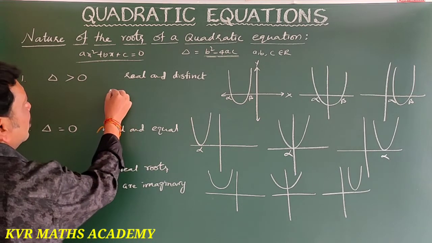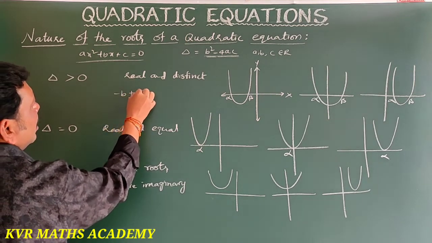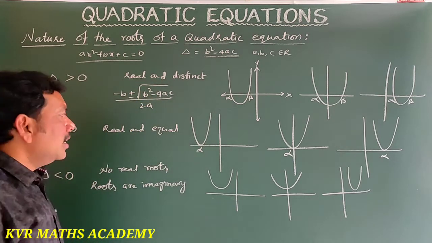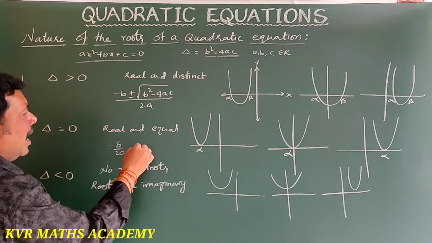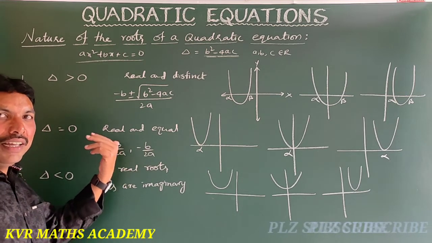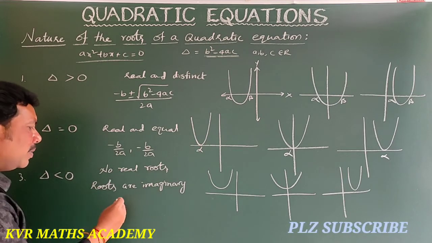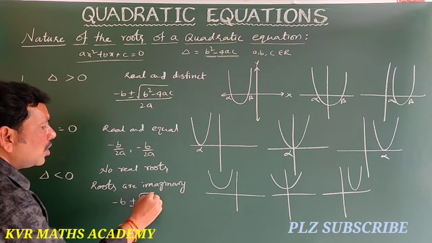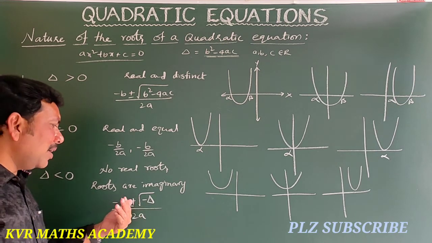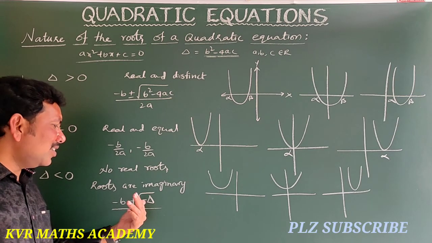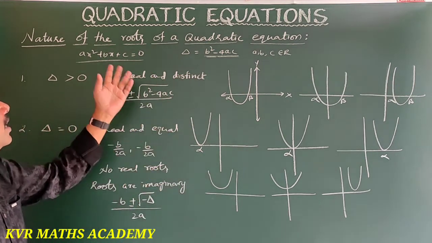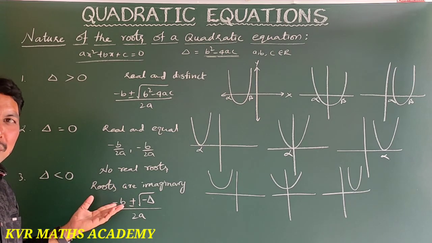Then the roots will be minus b plus or minus root of b square minus 4ac by 2a, for the real and distinct case. Next, real and equal means here minus b by 2a and minus b by 2a. Directly we may take minus b by 2a and minus b by 2a as the x values, the roots of the given equation. Next, no real roots means x is equal to minus b plus or minus root of minus delta by 2a. Why? Because here there are no real roots, so that's why we have to take minus delta. Understood clearly about this? Yes, this is the nature of the roots of the quadratic equation.